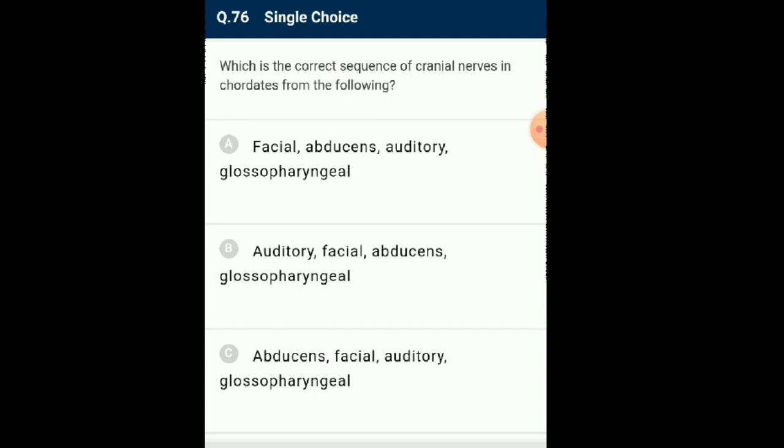Here the 6th abducens nerve, 7th facial nerve, and the 8th auditory nerve. So the answer for this question is option C. Abducens, facial, auditory, glossopharyngeal. So that is correctly given.